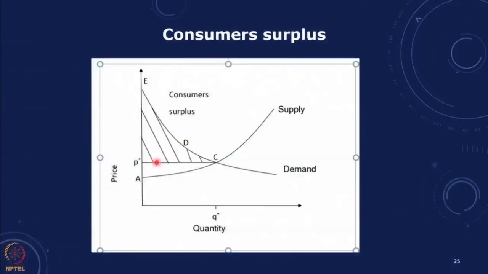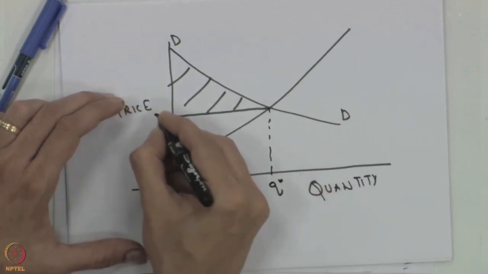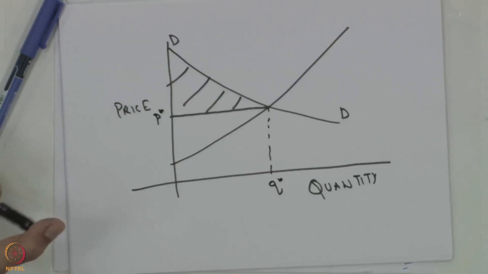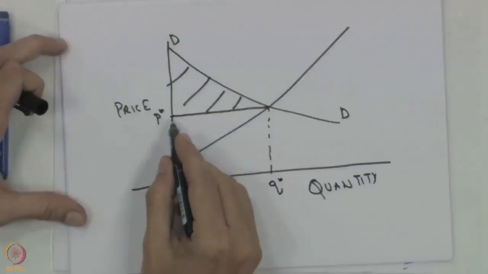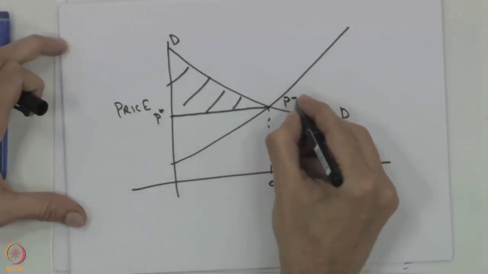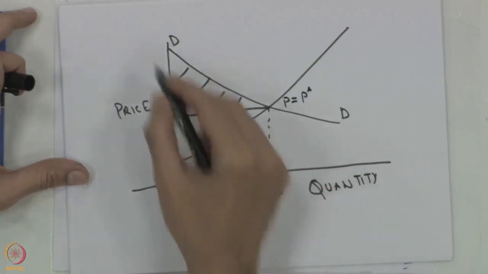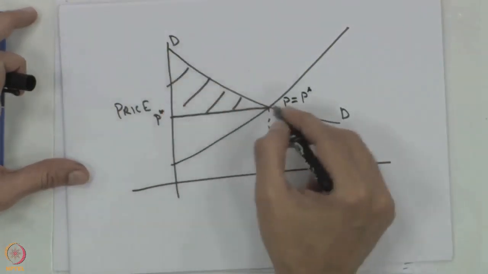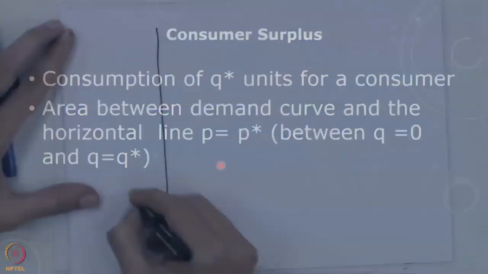So, you can see that this is the consumer surplus, this is P star and this is Q star. If you look at this, for Q star units for a consumer, it is the area between the demand curve and the horizontal line P equals P star. This is the line P equals P star. This area between Q equals 0 and Q equals Q star, under this curve, is the consumer surplus.